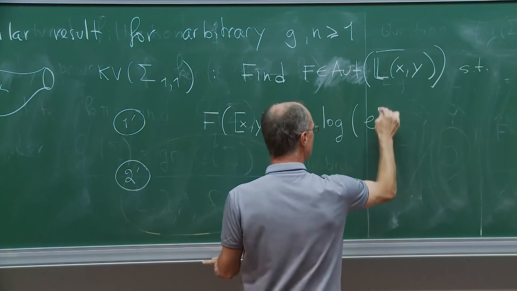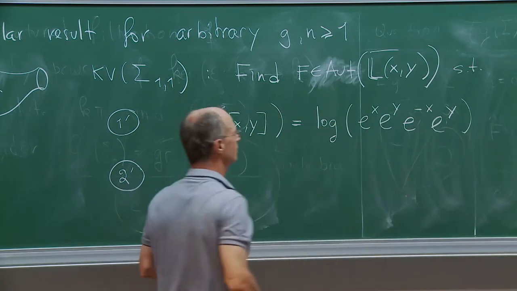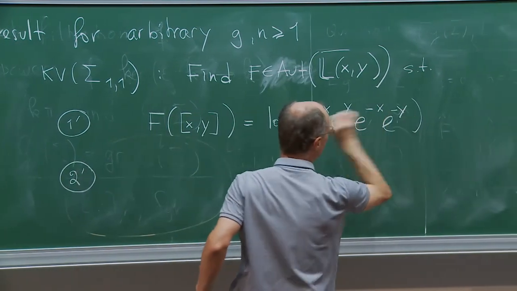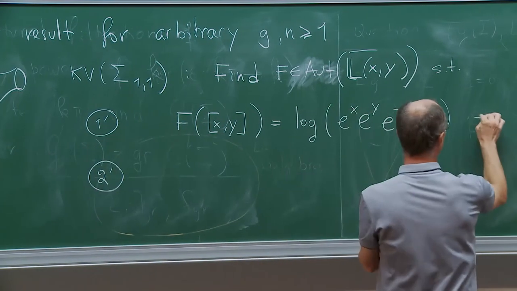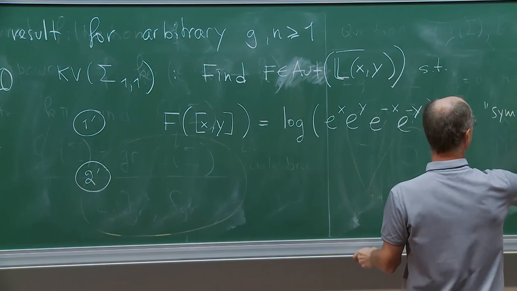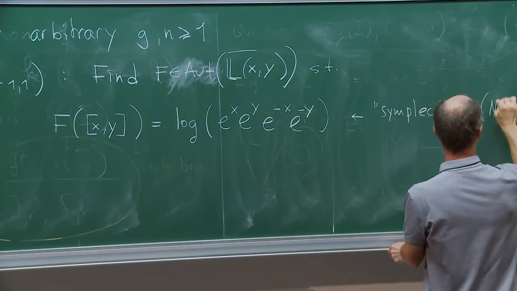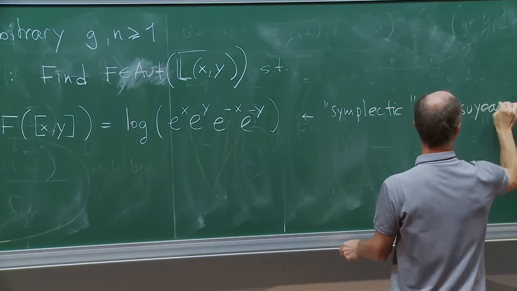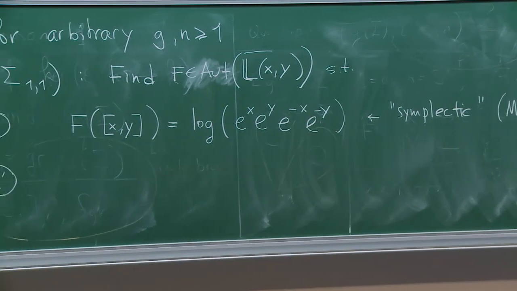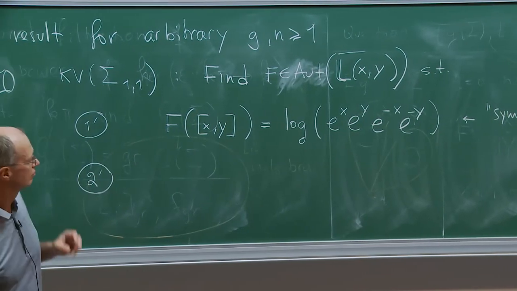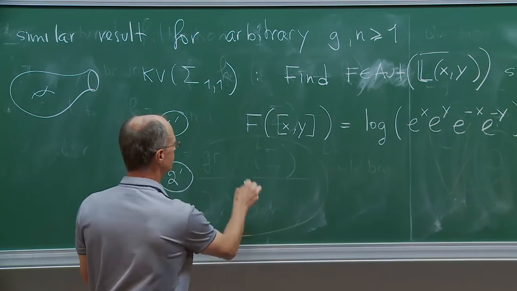So now, instead of the Campbell-Hausdorff series, we'll have the group commutator of e^x and e^y. So this is some kind of symplectic property, which was studied a lot and solved by Masuoka. And then, no correction. It's an exact formula, no correction term, like the Baker-Campbell-Hausdorff. Yeah, that's instead of BCH.